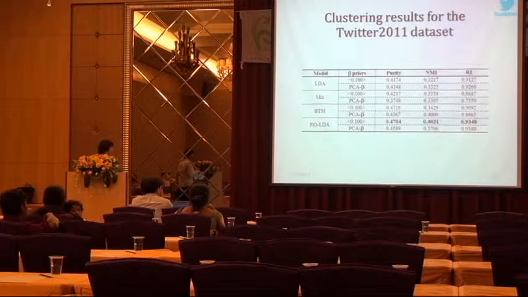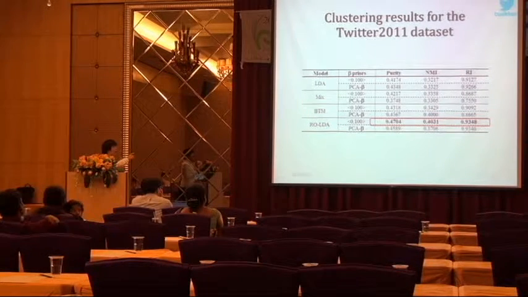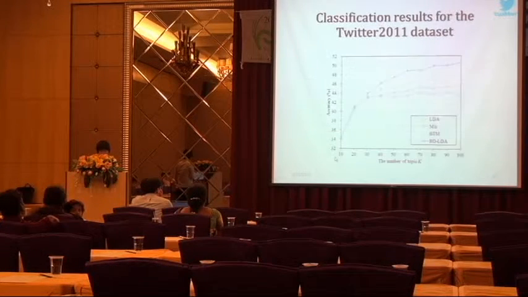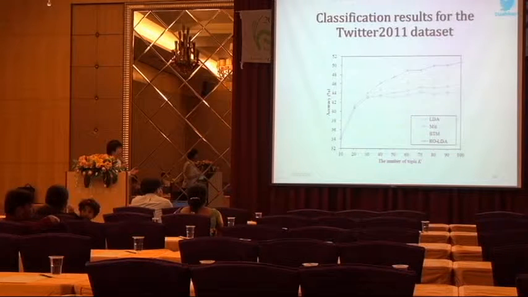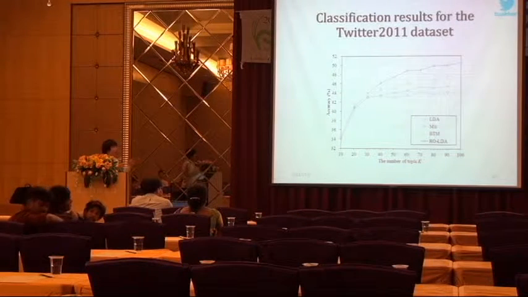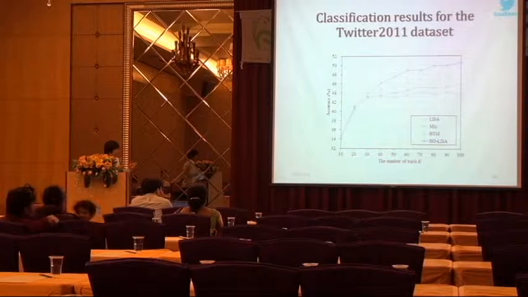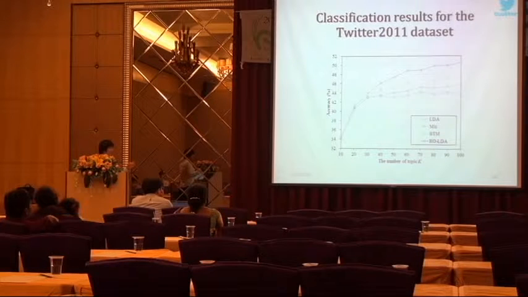And the following is our results. We can see that our ROLDA performs better on these three criteria. The next one is about the number of topics versus accuracy. We can see that our ROLDA performs better, and when the number of topics gets larger, more than 60, ROLDA performs better because ROLDA is more flexible and can acquire more diversity of the topics.